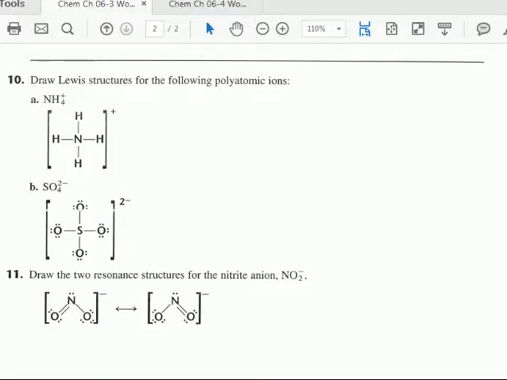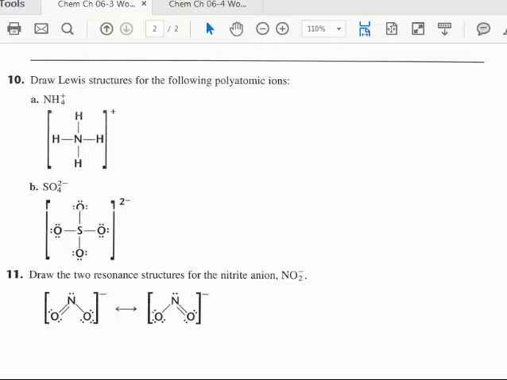Number 10. Draw Lewis structures for the following polyatomic ions. Now, when we draw a polyatomic ion, we're drawing an ion, which means it's going to have a charge.